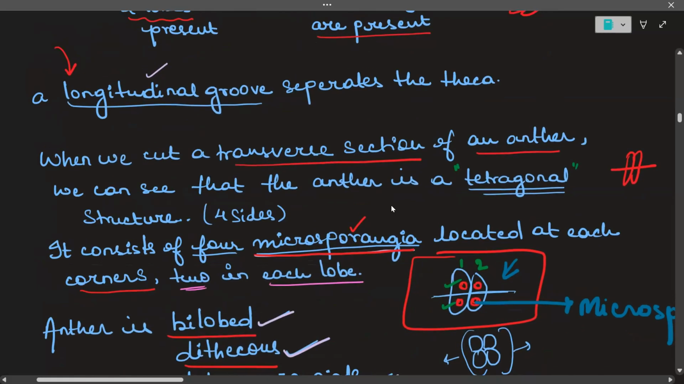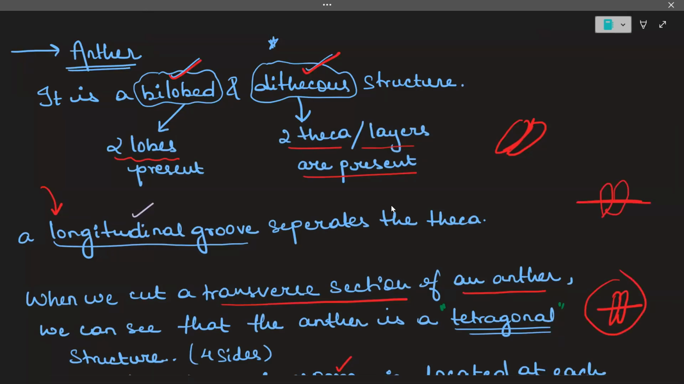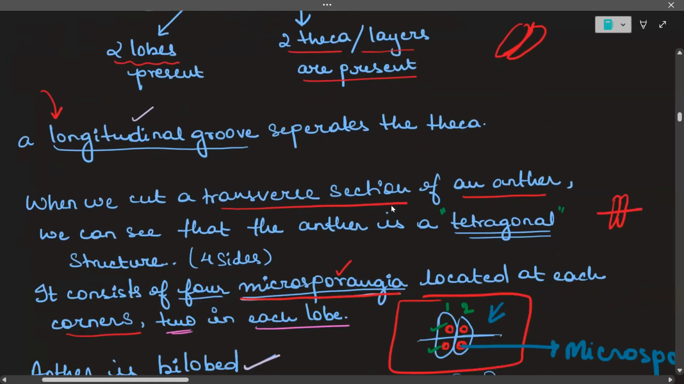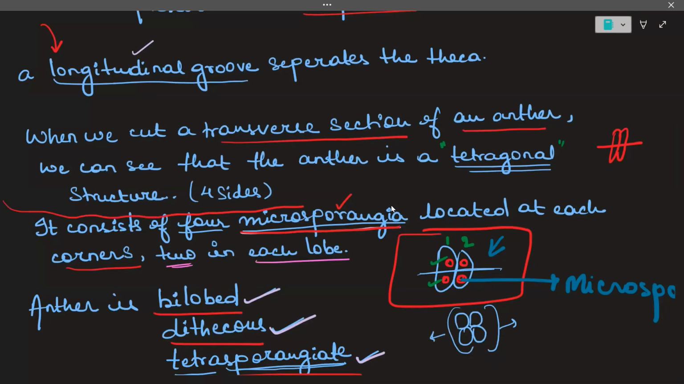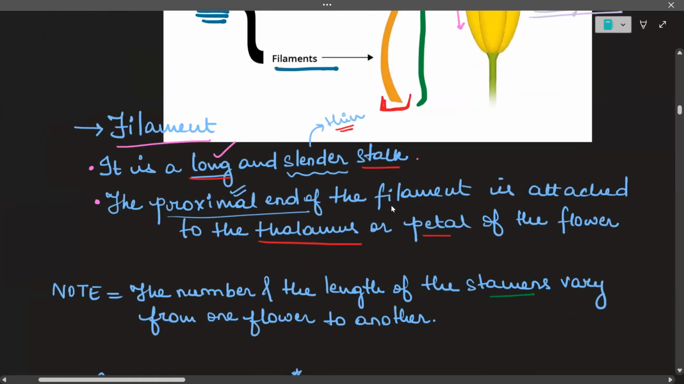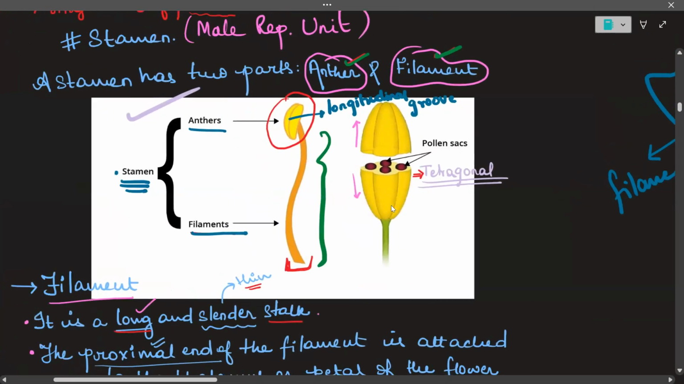Now, when we cut the transverse section, for example, if you take an anther and you cut it like this, in the middle, right? So this is a transverse section that you're cutting. And when you see it, the anther has 4 sides. That is why we call it tetragonal. Clear? Yes, ma'am. Okay. Yeah, now you note down till here. We'll take it slowly. I'll not rush because it's the starting.